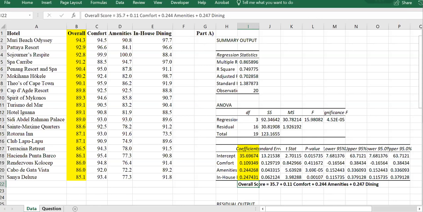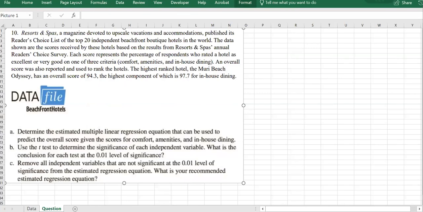Part B, use the t-test to determine the significance of each independent variable. What is the conclusion for each test at 1% level of significance? Usually, when we want to do the statistical inference with respect to the individual parameters, we need to check the necessary conditions for residuals. And since we're dealing with a multiple regression, we need to check for multicollinearity. I'm going to do those first, and then we're going to read the p-values.